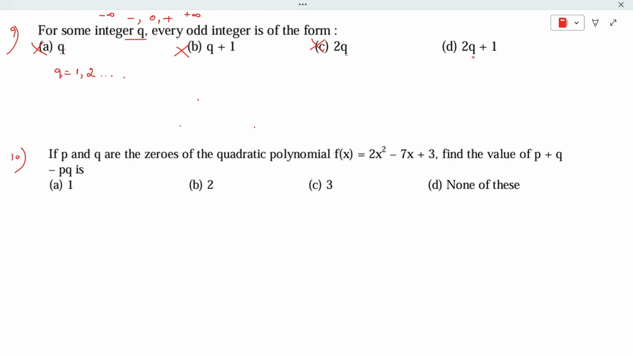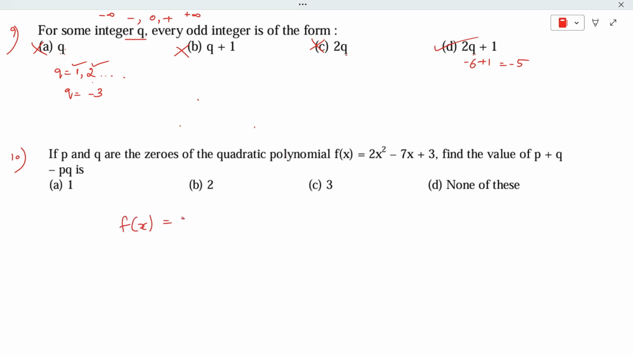So come to this. If I substitute q as 1, 2 times 1 is 2, plus 1 is 3. Yes, it is giving me an odd integer. If I substitute q equal to 2, 2 times 2 is 4, 4 plus 1 is going to be 5. Yes, it is giving me an odd integer. What about the negative values? Suppose I take q as minus 3. Substitute here, 2 times minus 3 is minus 6, plus 1 will be minus 5. Again, it is giving me an odd integer. So the option is D.